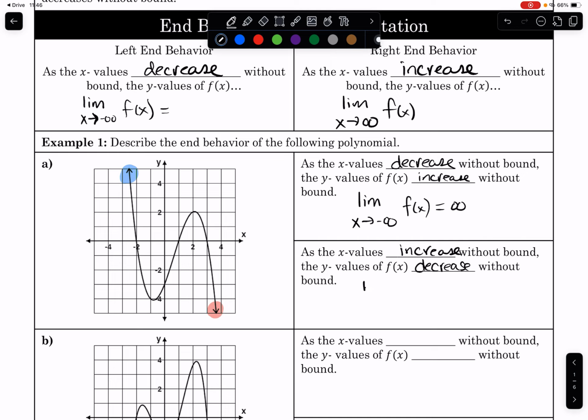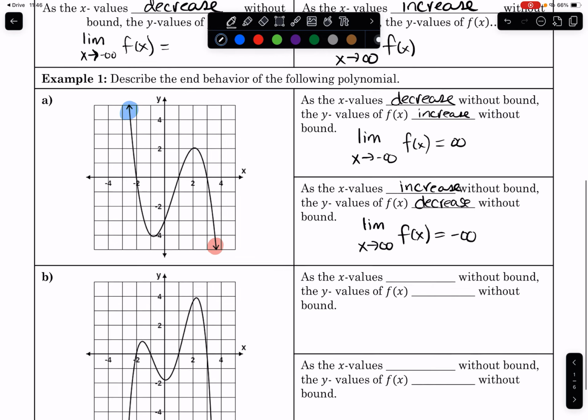So the limit notation for this description would just simply change so that x is approaching to the right. So we use positive infinity, the same f of x. But instead of it equaling positive infinity, because it's pointing downwards, we just simply use negative infinity to describe that the y values of the function are decreasing without bound.